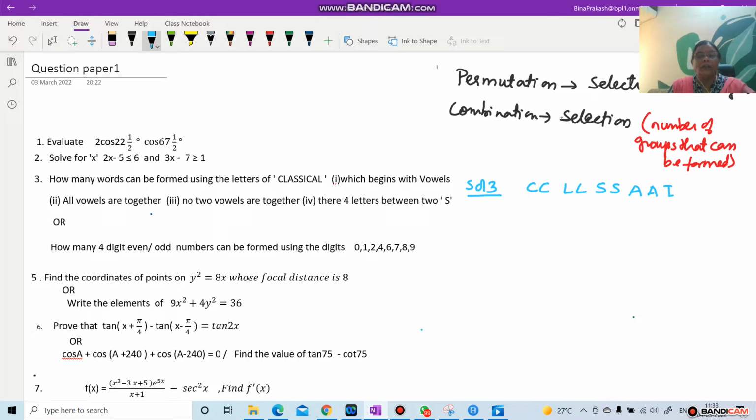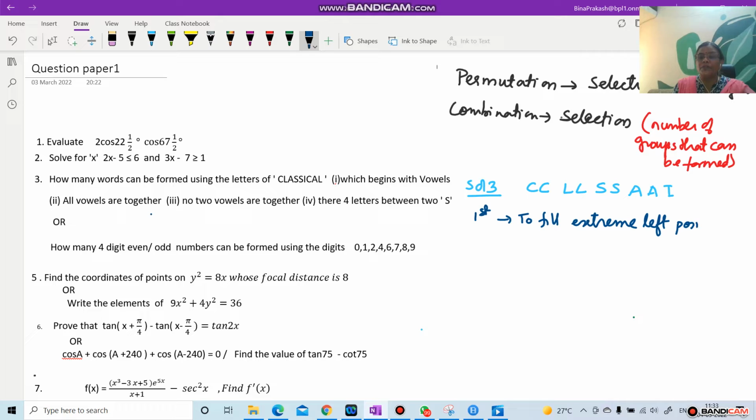Now let's again go back to the question. The first question says which begins with the vowel. That means the word that we are going to frame or make has to begin with A or I, because these are the only two vowels that we have. So that means we have basically divided it into two tasks. What is the task? The first task is to fill the extreme left position.